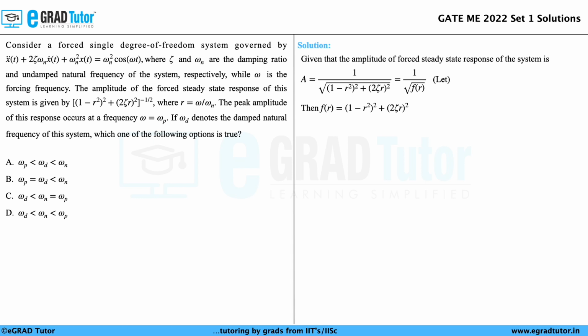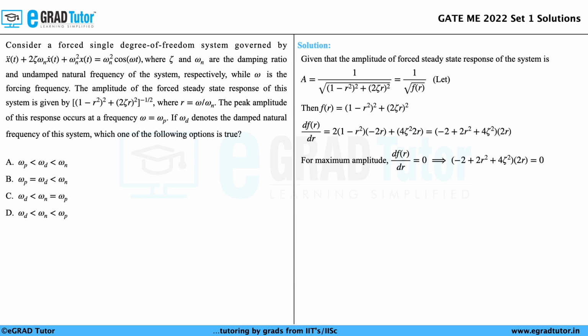Now, let us differentiate this function with respect to r. We get minus 2 plus 2r square plus 4 zeta square into 2r. For the amplitude to be maximum, df of r by dr should be equal to 0. Upon doing that and simplifying, we get r is equal to under root 1 minus 2 zeta square.